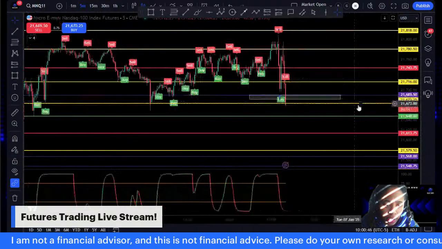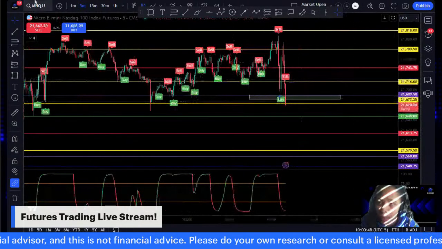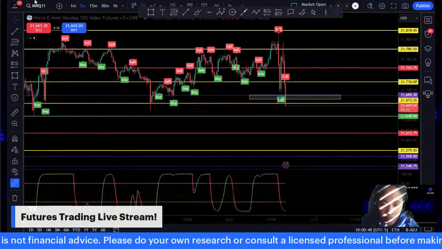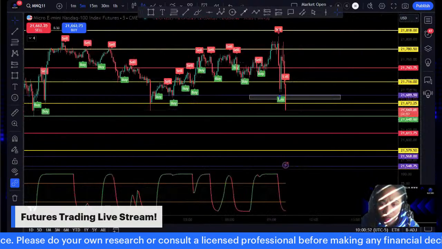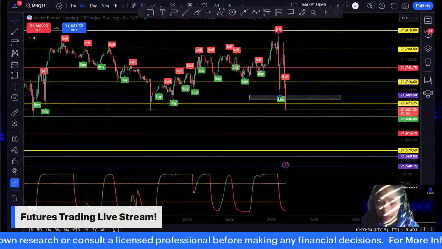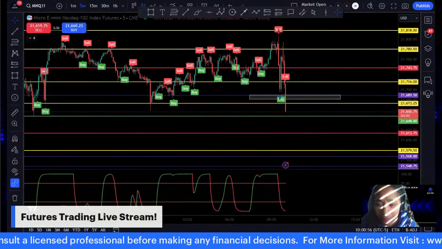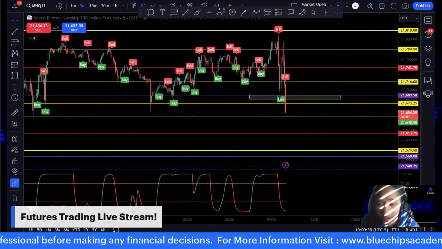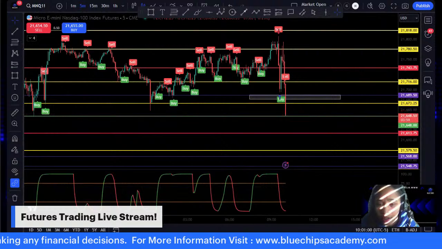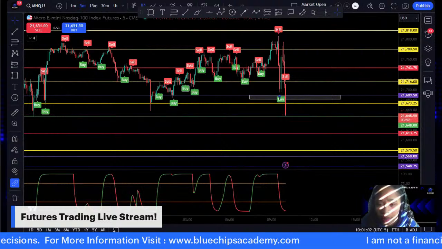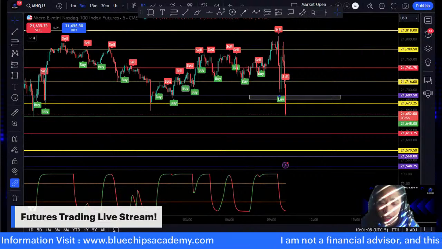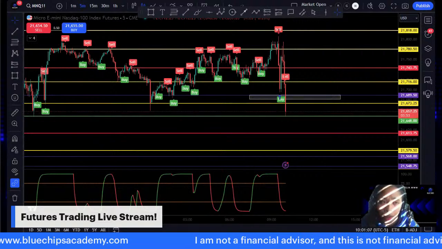We got 4 minutes left on this candle. We have to be patient. Nice drop. Do not chase the big candles, guys. Please don't chase the big candles. That is one of the mistakes that I had to learn. It took me a while to learn that mistake.